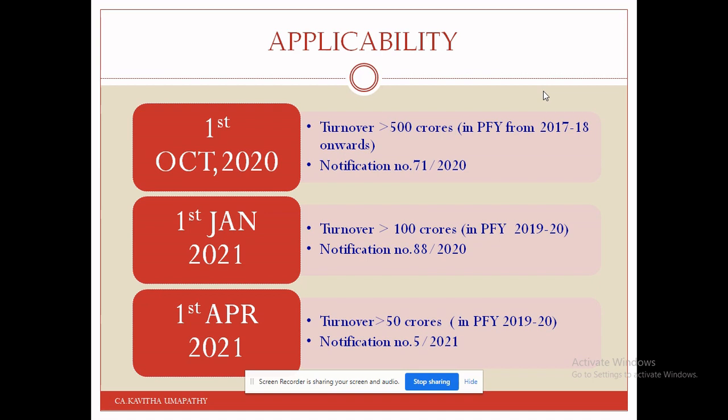And this scheme has been extended to people whose turnover is more than 100 crores from 1st January 2021, and again to 50 crores from 1st April. It is for the registered person whose turnover is exceeding 50 crores. So as of today's status, any business organization having a turnover exceeding 50 crores should mandatorily issue e-invoice.